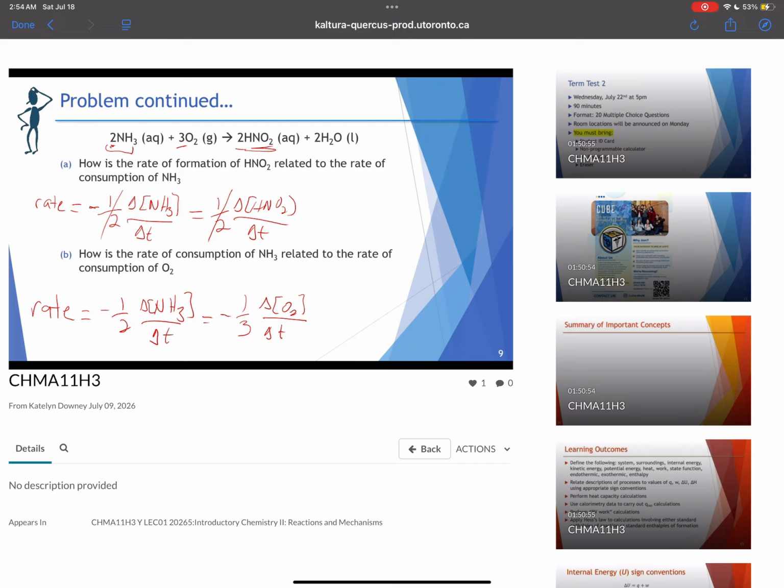I'm going to multiply both sides of the equation by 2. I'll put my little therefore sign. My change in NH3 concentration over my change in time is equal to 2/3, right? Because I multiply both sides by 2, the rate of change of oxygen over time. So we can say that my rate of consumption of NH3 is 2/3 the speed, or 2/3 as fast as the rate of consumption of oxygen.